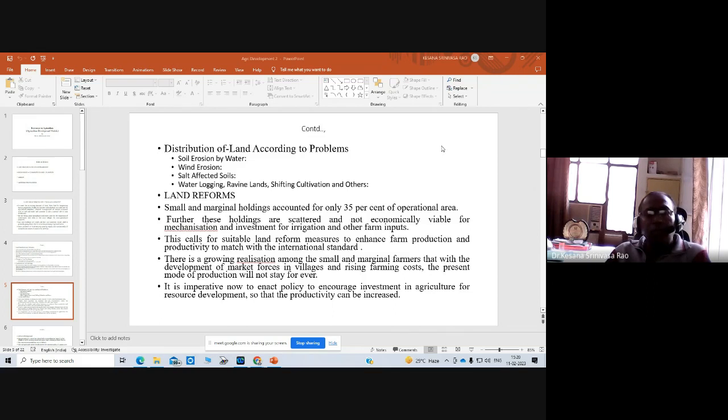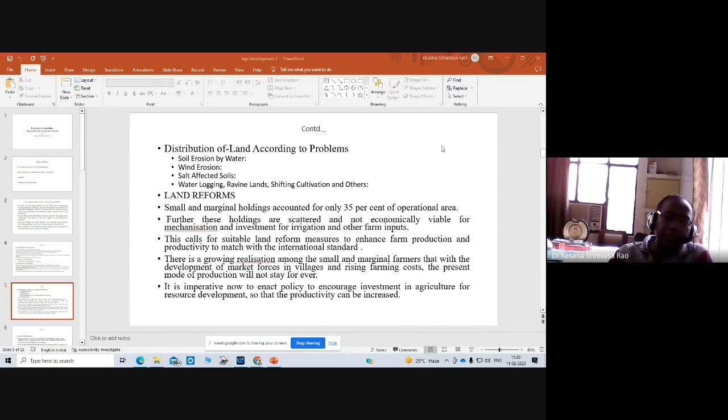Small and marginal holdings accounted for only 35% of operational area. Further, these holdings are scattered and not economically viable for mechanization and investment for irrigation and other farm inputs. So in this way the land holdings are scattered and not economically viable for mechanization and investment for irrigation and other farm inputs. This is also one of the basic problems.